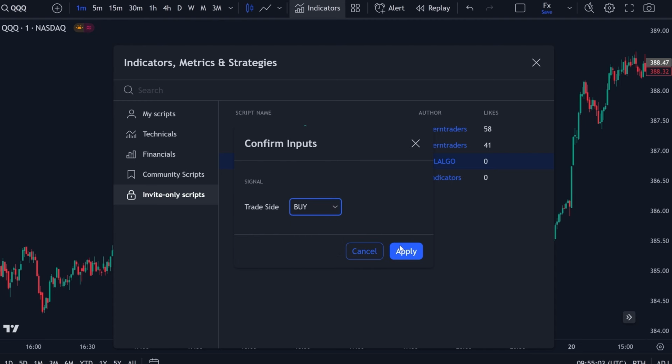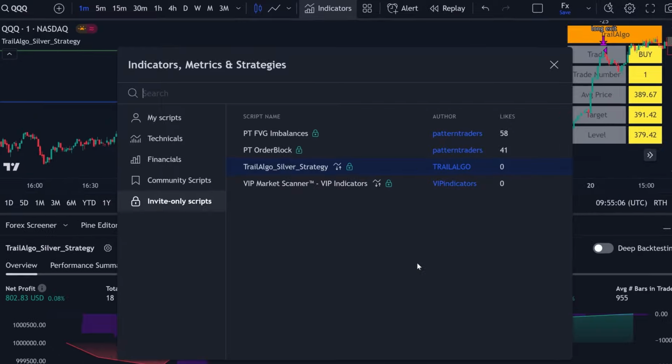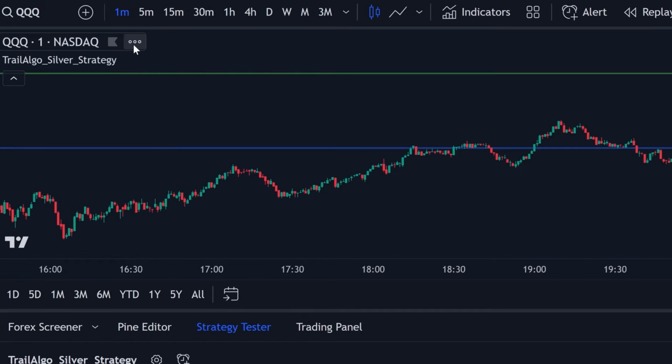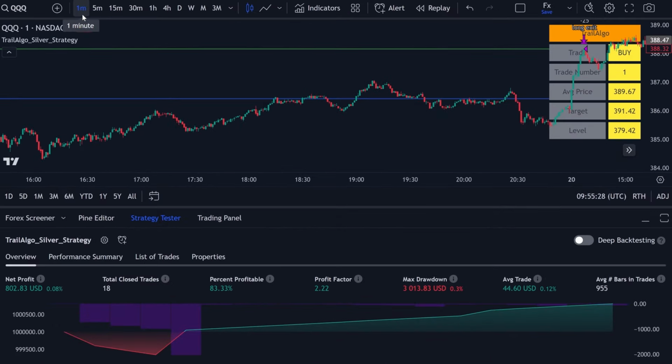Next, click Apply. Currently, we're implementing the TrailAlgo strategy on the Invesco QQQ Trust series, specifically on the 1-minute chart. The strategy operates very well on the 1-minute chart, helping us to analyze market trends and execute trades with precision.